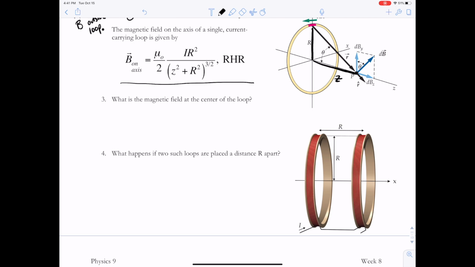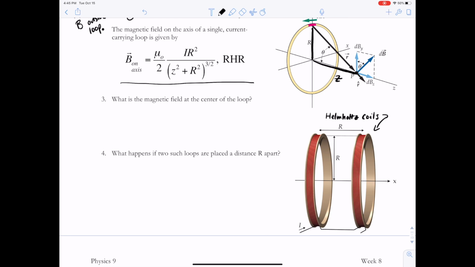This equation is not necessarily going to be very important for our class, but what is going to be important is this figure down here of two coils of wire separated by some distance r. These are called Helmholtz coils, and you'll see them in Lab 4 in a couple weeks. In Lab 4, we'll investigate the trajectory of charges moving in a magnetic field, and we'll use the Helmholtz coils to create that magnetic field.